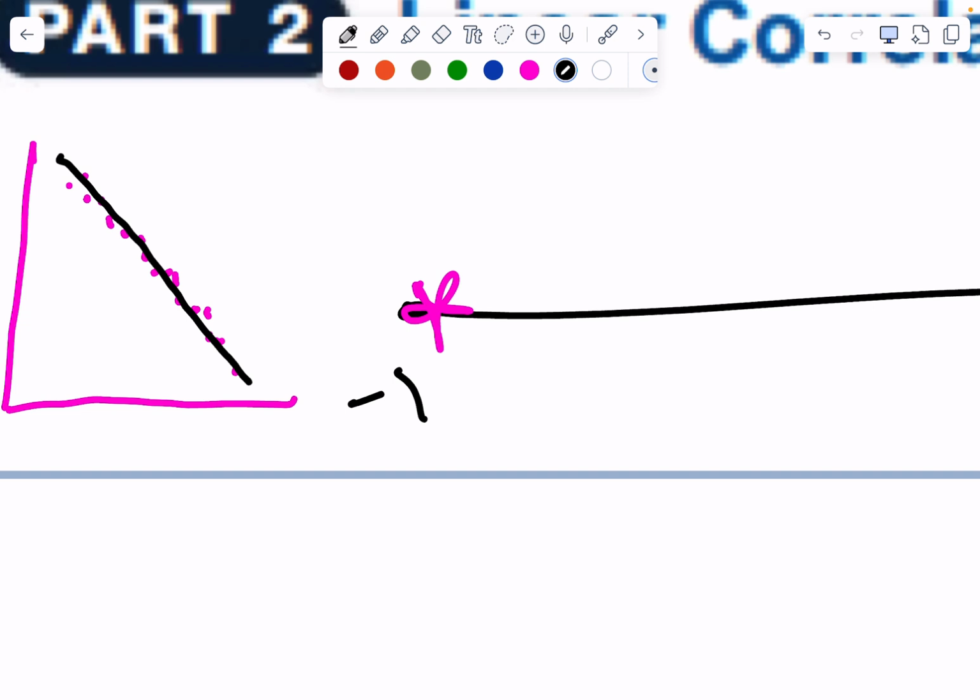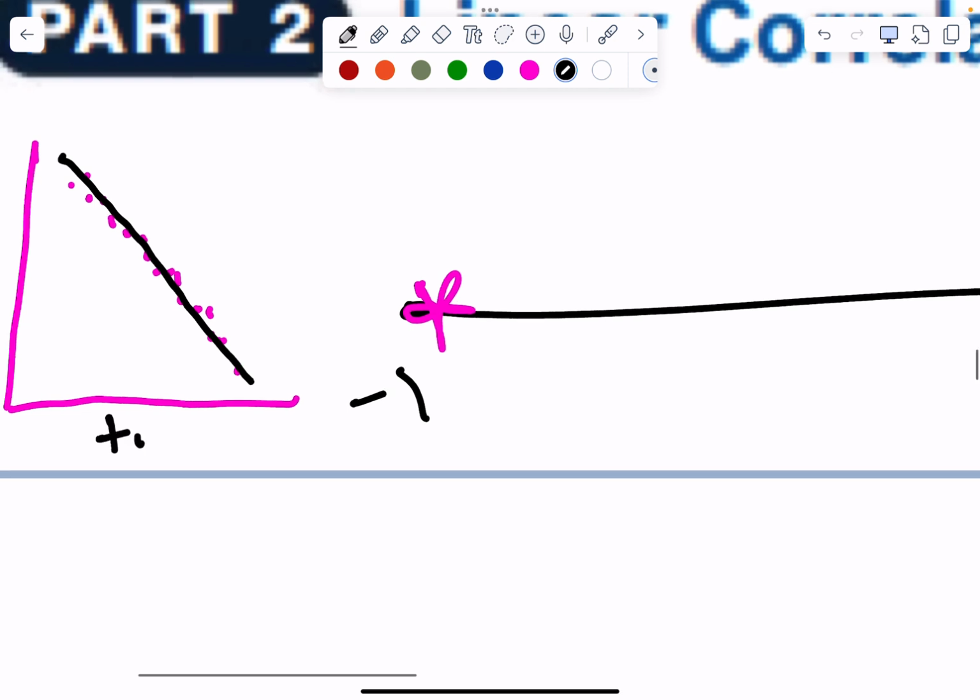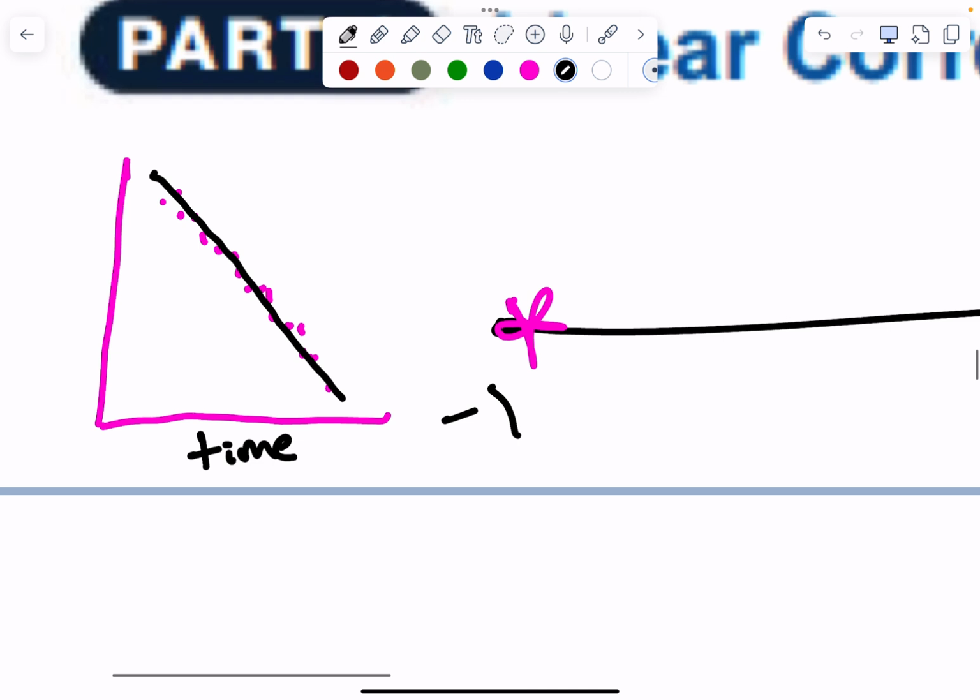Okay, give me an example of something that goes down and has a negative linear correlation. Vehicle values. Yeah, okay, sure. So like time would be on this. Nice. The cost of a car, right? So the cost of a car is going to go down in value.